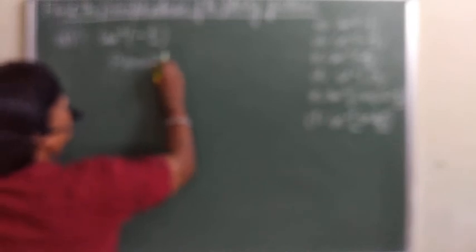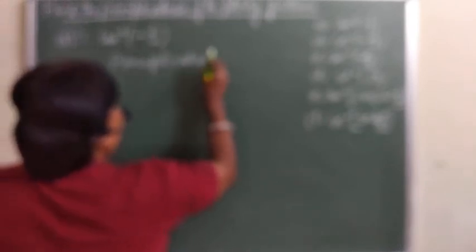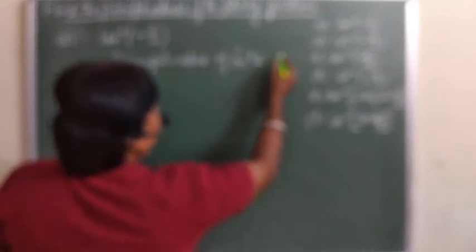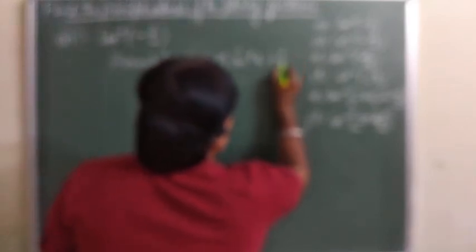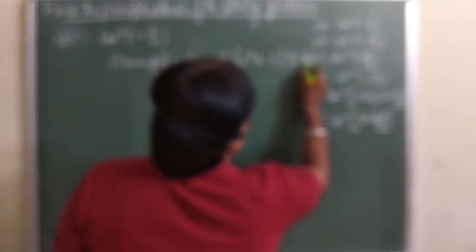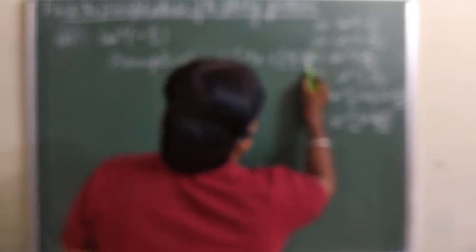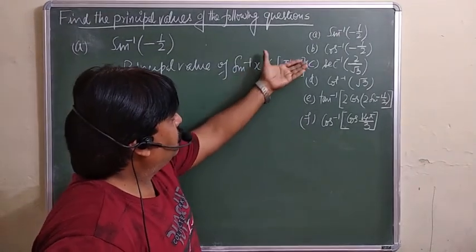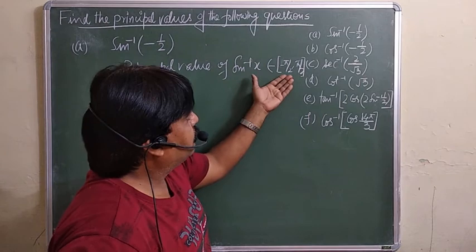So the principal value of sine inverse x is minus pi by 2 to plus pi by 2. This is already we know that. The principal value branch in case of the sine inverse is minus pi by 2 to plus pi by 2. So how can you find out?